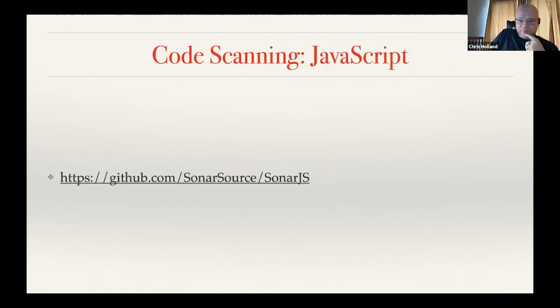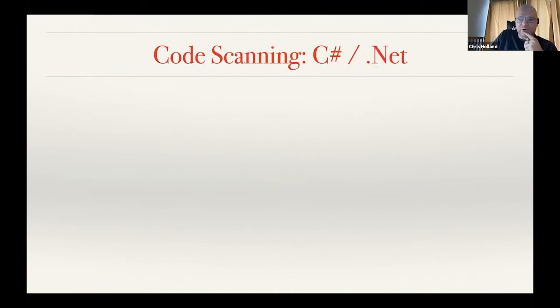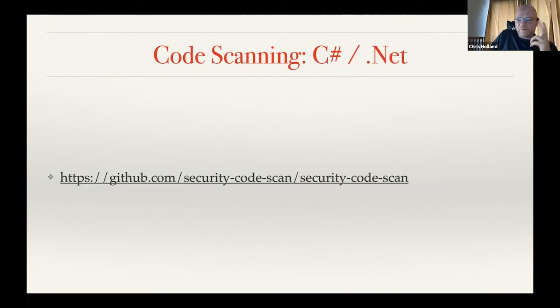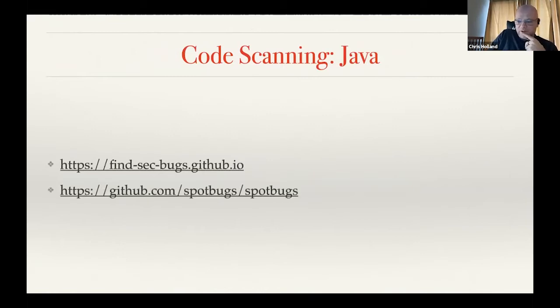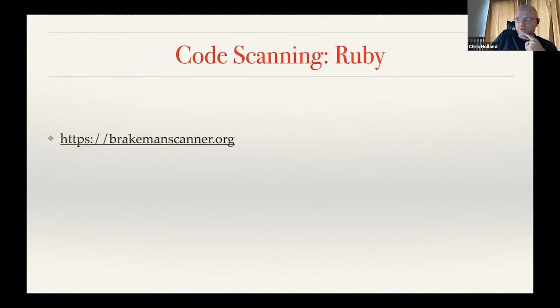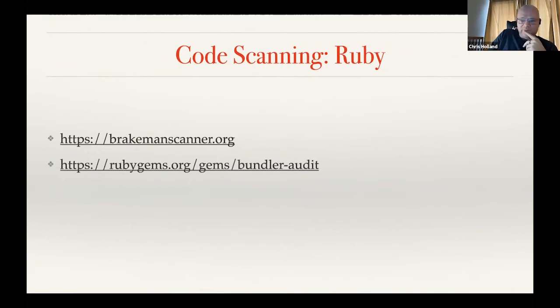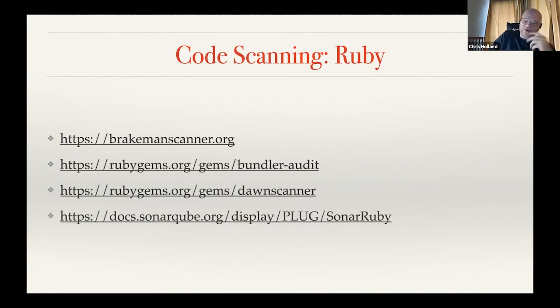If you're working with JavaScript, you can use SonarQube's Sonar.js plugin to analyze your JavaScript code. If you're working on C#.NET, there is a project called Security Code Scan. If you're working in Java, there's FindSec bugs, spot bugs. And then if you're working in Ruby, you got Brakeman Scanner, Ruby Gems, you got Bundler Audit, Dawn Scanner, Sonar Ruby as well.